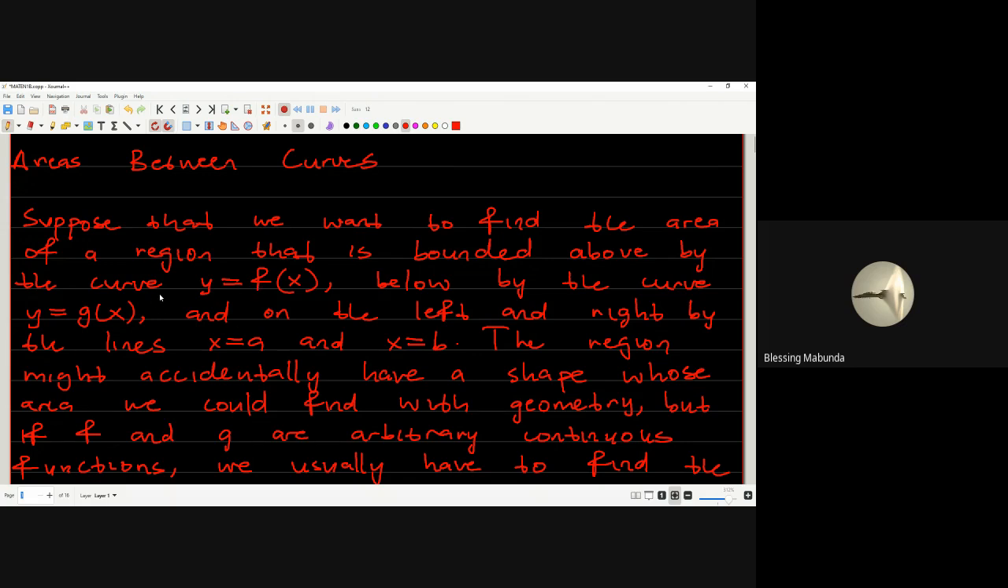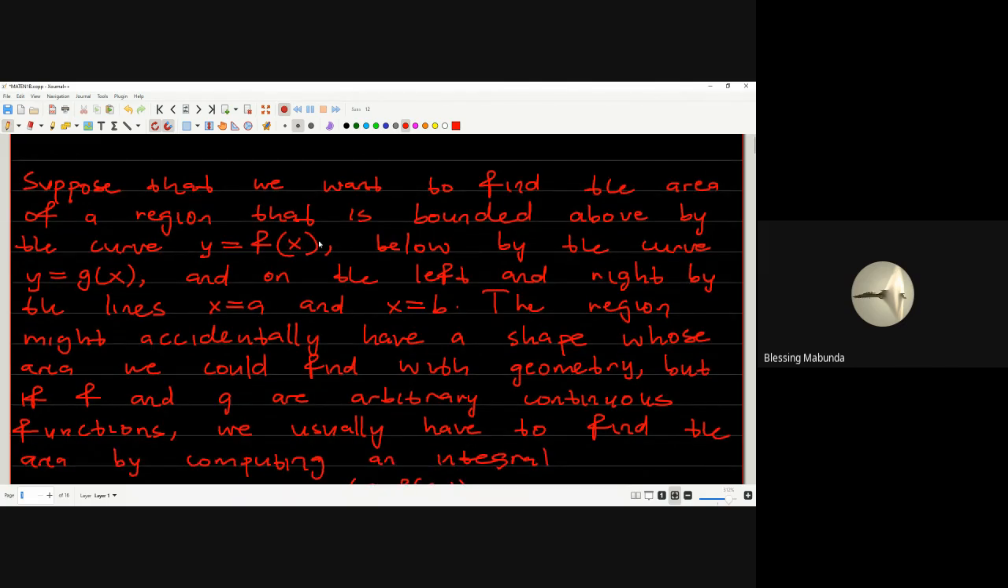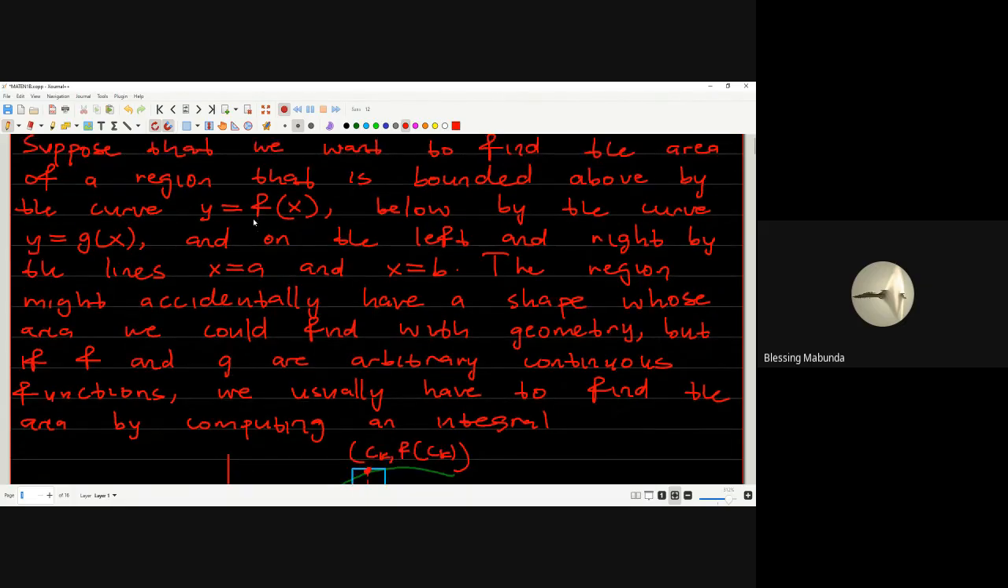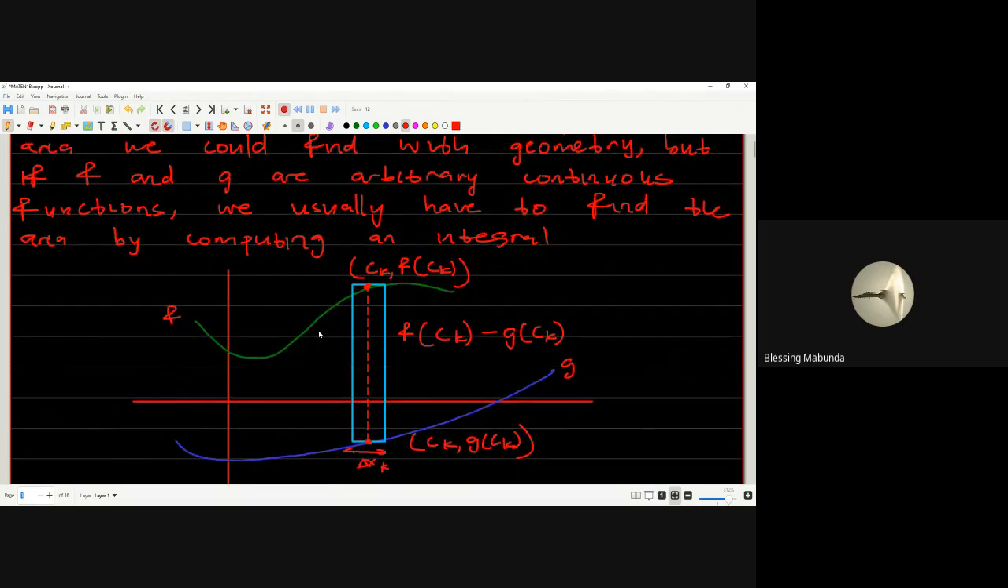So that region is bounded by this y is equal to f of x, and below that region, it's bounded by the curve y is equal to g of x. And on its sides, it's bounded by x is equal to a and x is equal to b. So we have this region here between the two curves, f and g. What we're looking at is that region there.